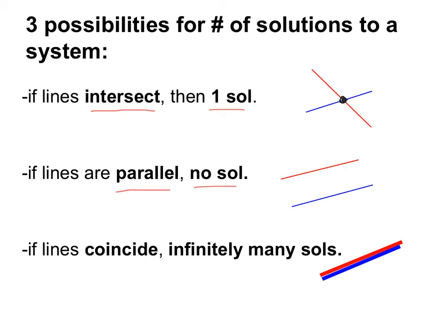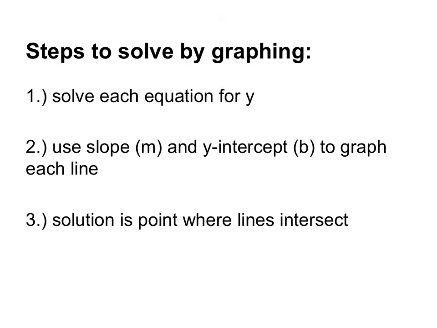There is no solution. And the last, if the lines coincide, which is just a fancy word for overlap, then you have infinitely many solutions. And basically what that's telling us is that you have all the points in common. These lines are one on top of the other. So it's really the same line. And so then all the points are shared. So every point's in common. So it's infinitely many solutions.